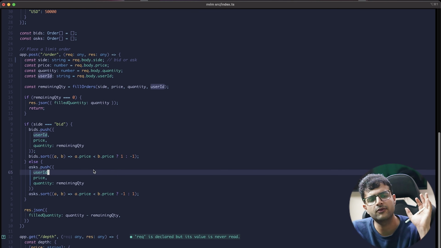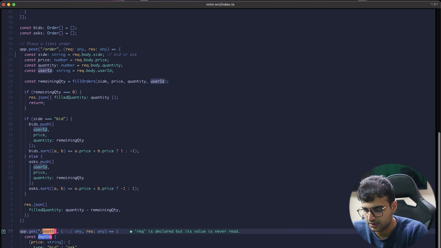Let's say that there are 4 users who placed a few orders. You have 2 bids and 2 asks. The next important endpoint is the depth endpoint. We will still go through this fill orders function eventually.